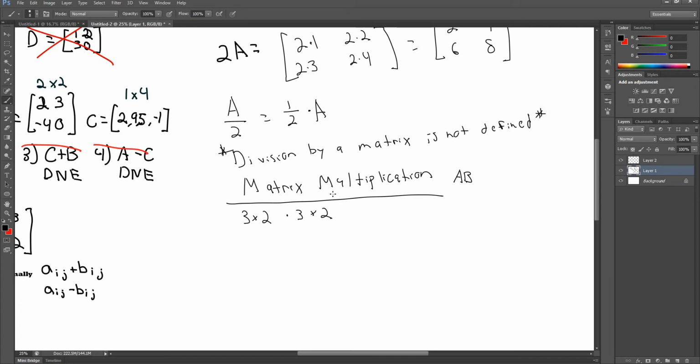We cannot multiply 2 matrices if the inside numbers are different. I have 2 numbers on the outside and 2 numbers on the inside. If these inside numbers are different, then multiplication is not defined. So we cannot do this. This answer does not exist.